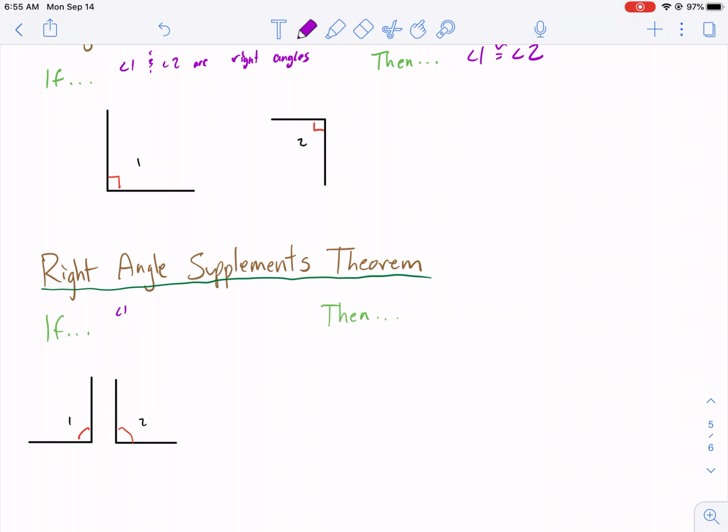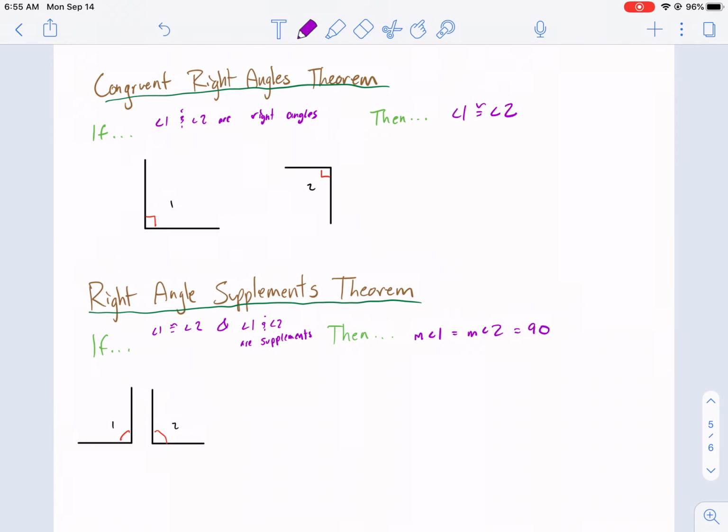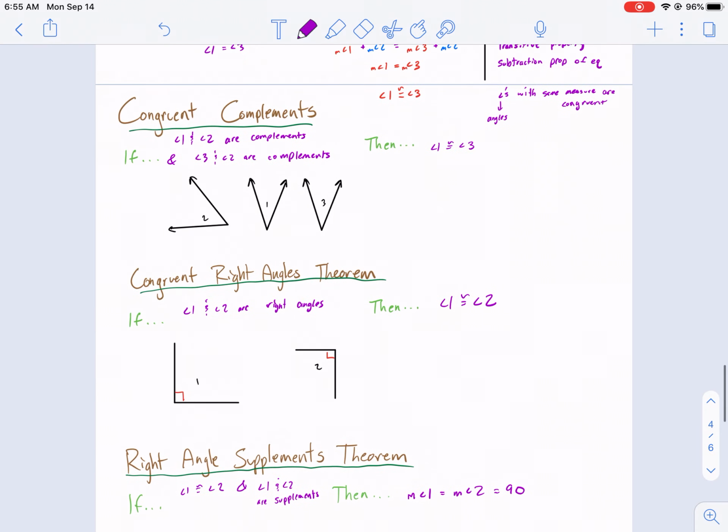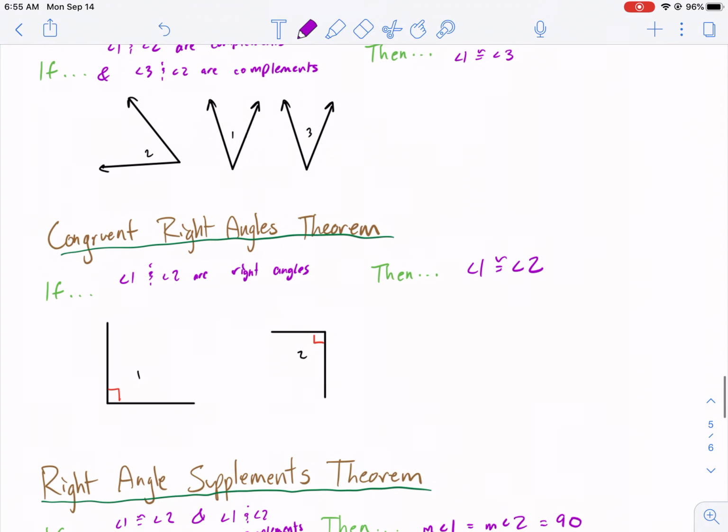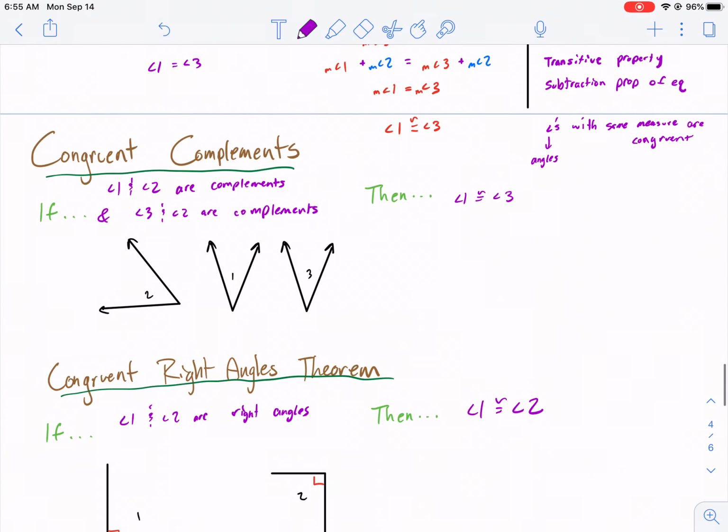So last one, if angle 1 is congruent to angle 2, and, oof, that's a rough hand, and angle 1 and angle 2 are supplements, that means they add up to 180. Then the measure of angle 1 is equal to the measure of angle 2, which is both equal to 90. So they have the same measure, which is 90. I'm not too enthusiastic about these, I hope maybe it came out in how I was talking about it. But I just wanted to give this information in case you see it in a problem.